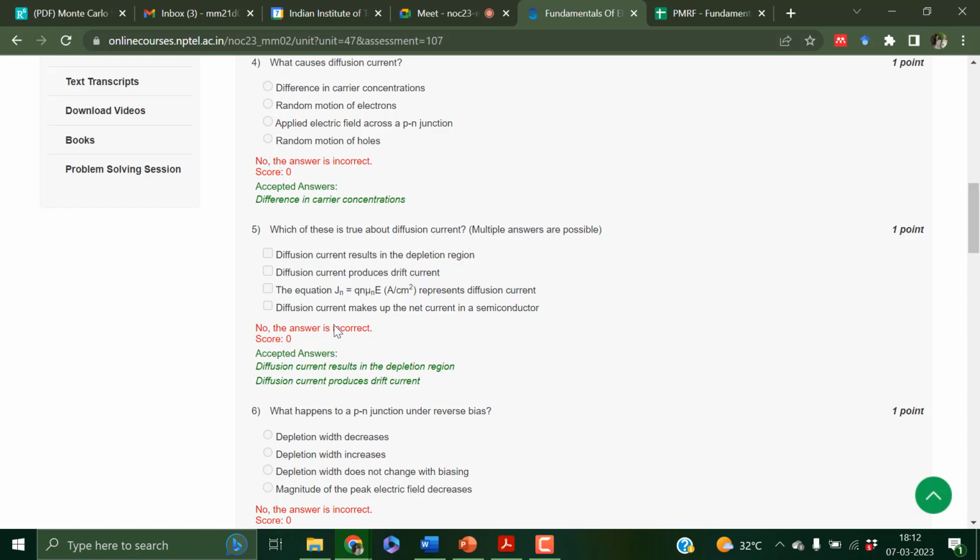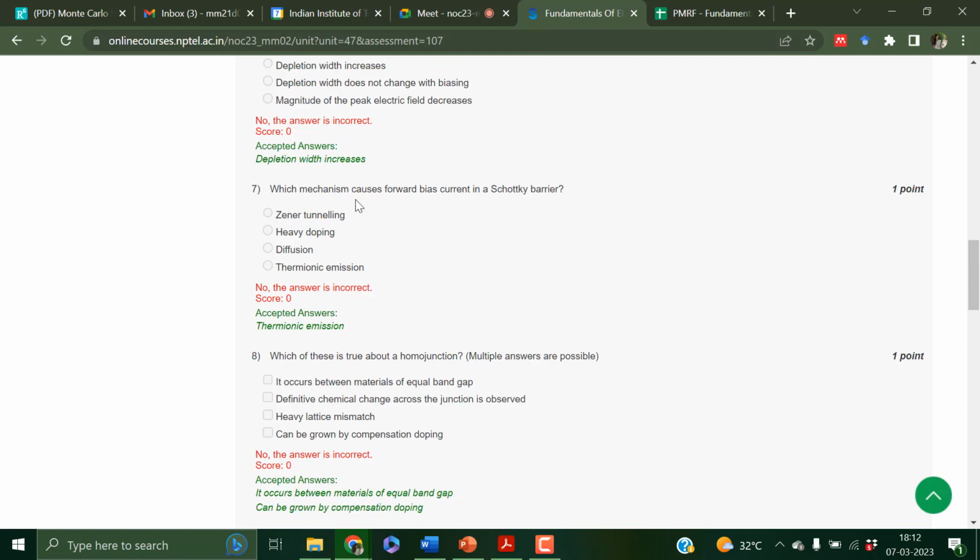Seventh question, madam. Okay, seventh question. Which mechanism causes forward bias current in a Schottky barrier? Yes, ma'am. It is Schottky barrier, meaning that, diffusion, ma'am. No, basically Schottky barrier means it will be between a metal and semiconductor. I think we should maybe think in that direction. Yes, ma'am. And so the answer you gave was diffusion, right?